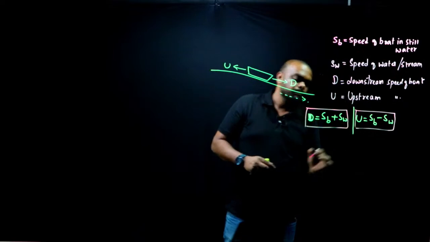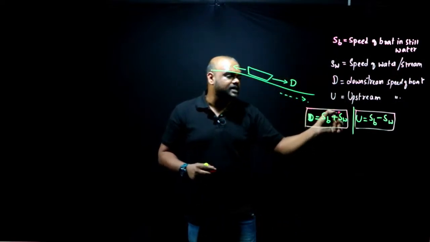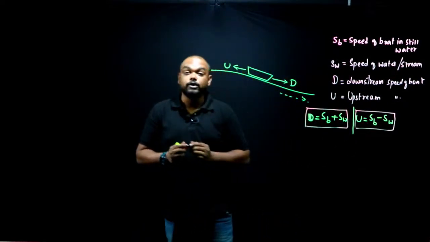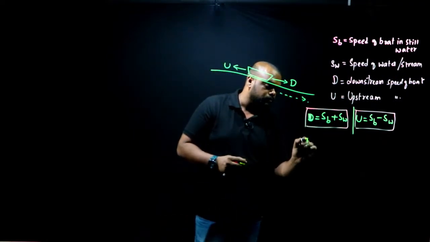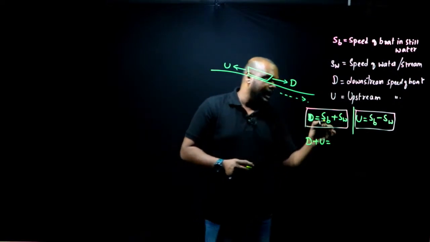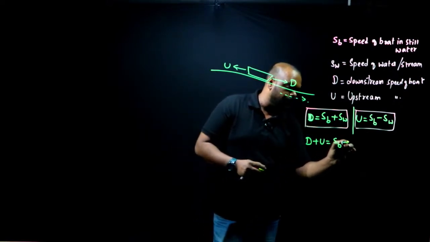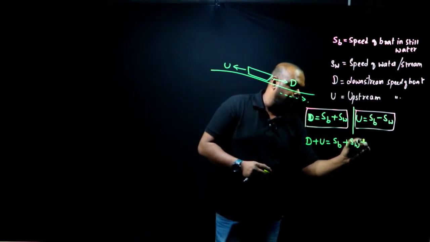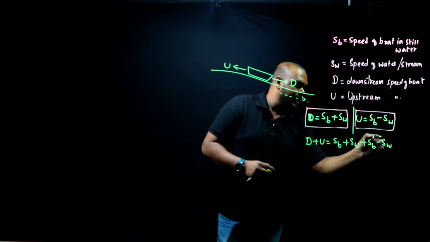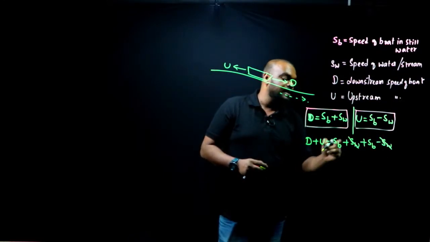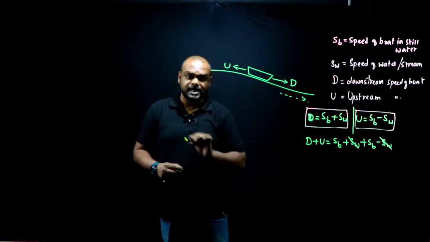Okay, so downstream speed is SB plus SW, upstream speed is SB minus SW. Now, suppose I add these two equations, what do I get? D plus U. D is SB plus SW plus U is SB minus SW. SW gets cancelled. SB, 2 times SB.